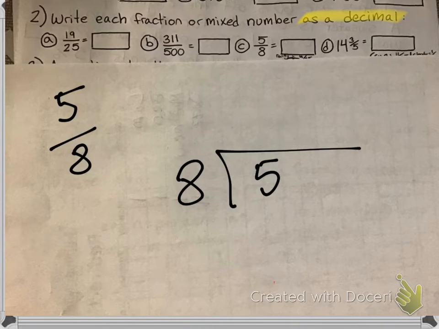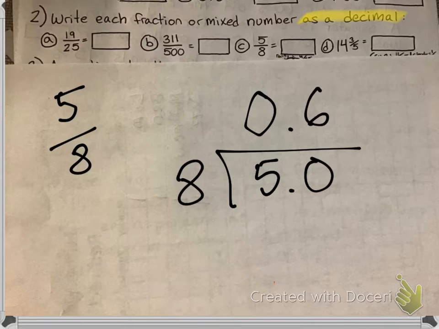Now, we already know that it's going to be 0 point something because 5 is less than 8. So we already know that. We bring our decimal. How many times does 8 go into 50? Who can tell me, Fernando? 6 times, exactly. And what is that? Who can tell me? Michelle? What's 6 times 8? 48. So we get 2.